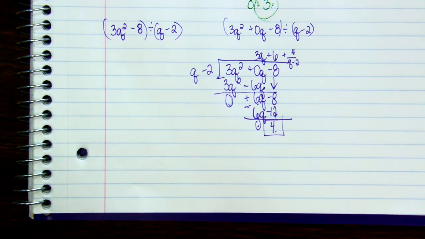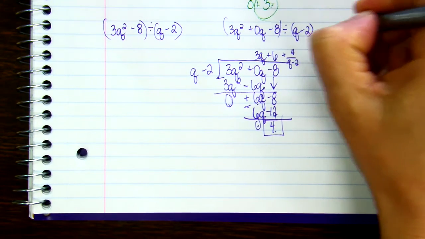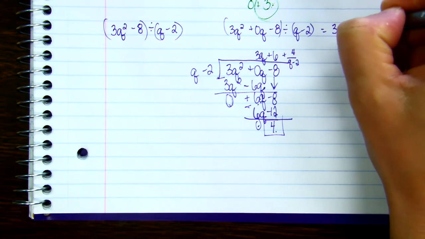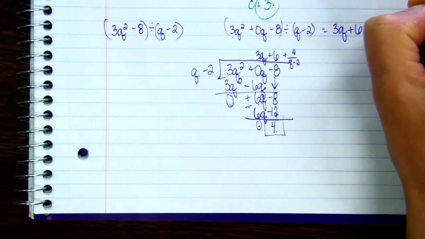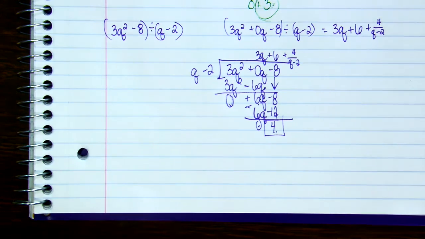So my answer for this one is going to be 3q plus 6 plus 4 over q minus 2.